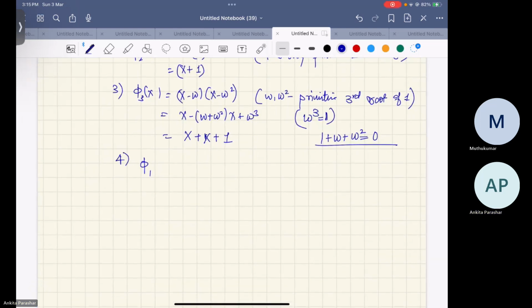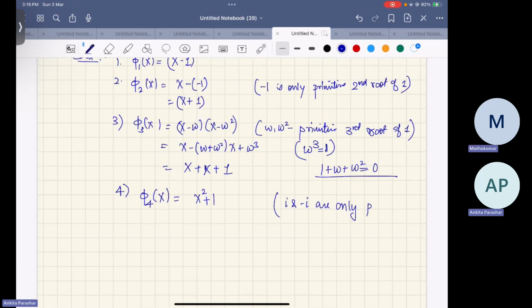Quickly we will see. Phi 3 of x is x squared plus x plus 1. Phi 4: because i and minus i are the only primitive 4th roots of unity, if I take x minus i and x plus i, this is how this polynomial will be, x squared plus 1.